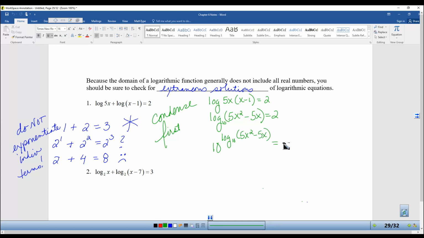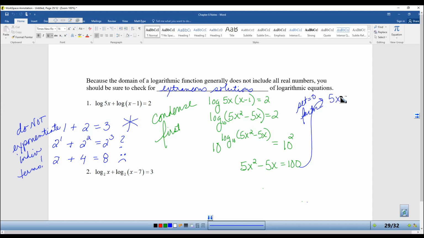And whatever you do to one side, you have to do to the other. So this is 10 to the 2. On this side, an exponential base 10 with a log base 10 cancels each other out, and this side becomes 5x squared minus 5x is equal to 100. I see an x squared in my equation. What do I do? I set it equal to 0 and factor. That's what you always do when you have an x squared or higher in your equation.